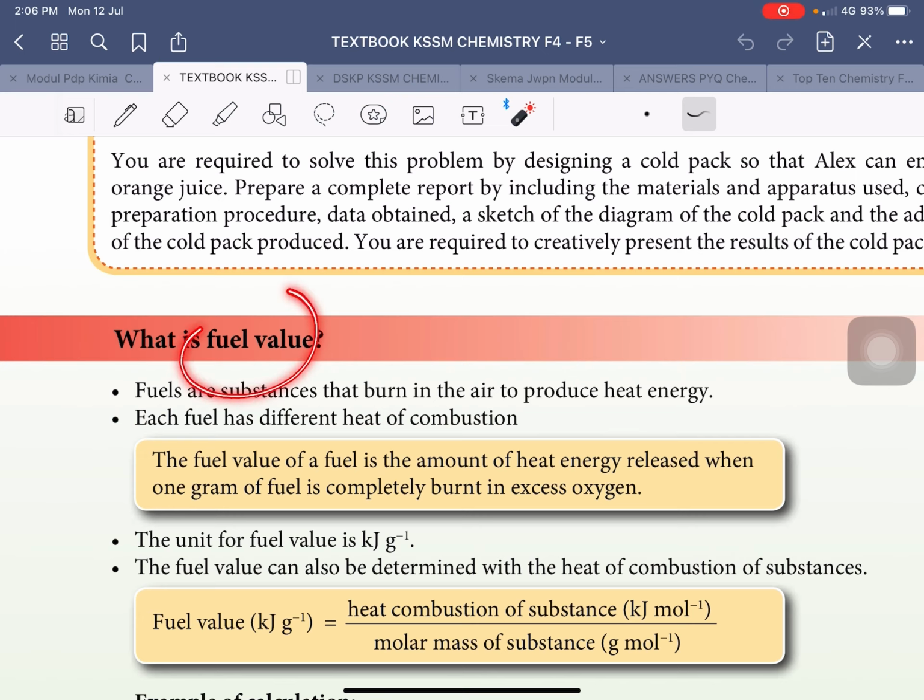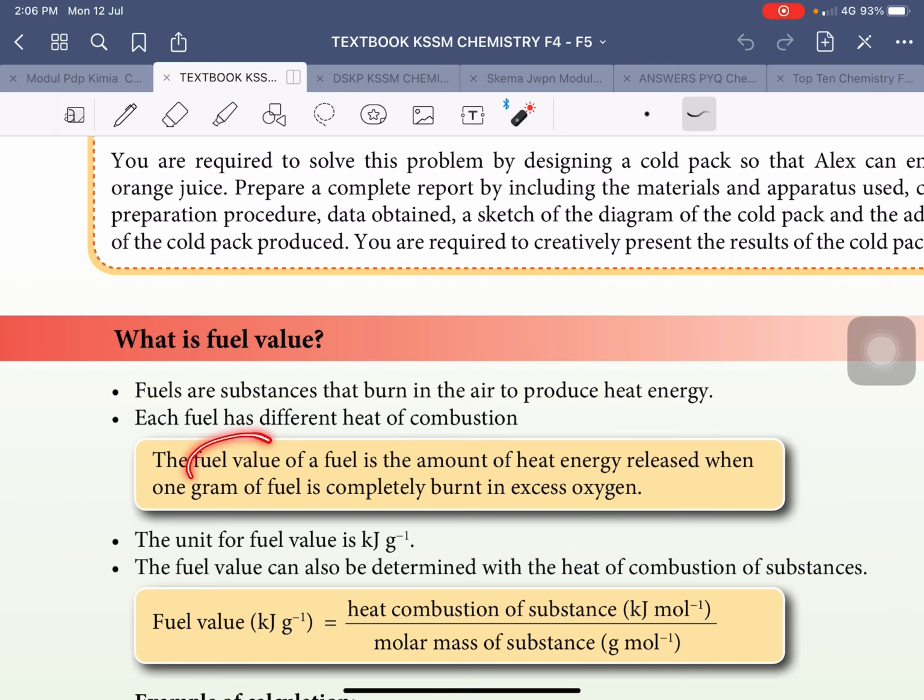So apa itu fuel value? The fuel value of a fuel is the amount of heat energy released, jumlah tenaga haba yang dibebaskan, when 1 gram of fuel is completely burned in excess oxygen. Okay, so fuel value tu adalah nilai apabila 1 gram bahan bakar itu completely terbakar. And of course, excess oxygen. Tidak boleh insufficient. Tidak boleh dalam keadaan oksigen tidak cukup.